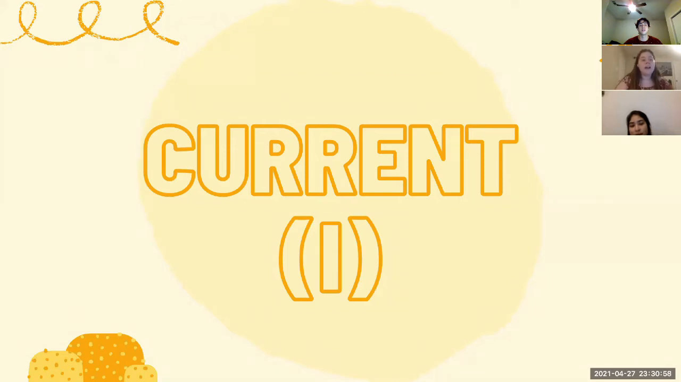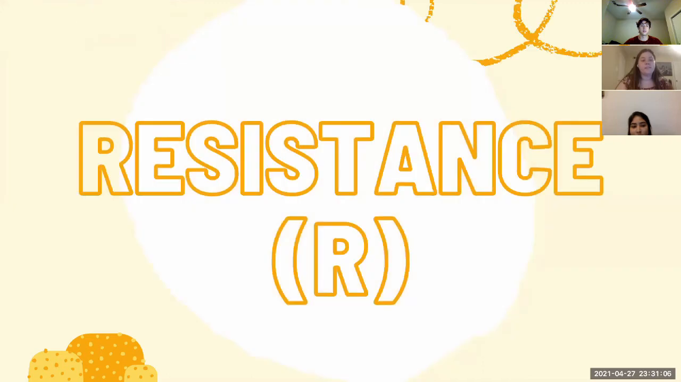First, the current, I, is the rate of flow of an electric charge in a circuit, which is the movement of ions across the cell membrane that is driven by electrochemical gradients. The resistance, R, is a measure of the opposition to current flow in a circuit. The resistance is determined by the number of open ion channels.